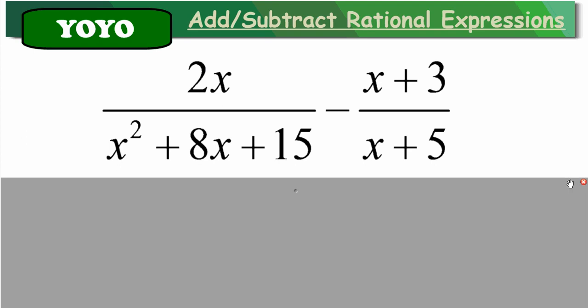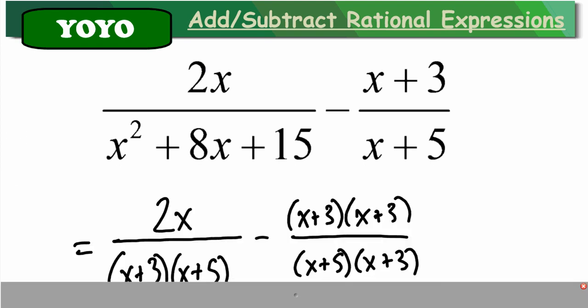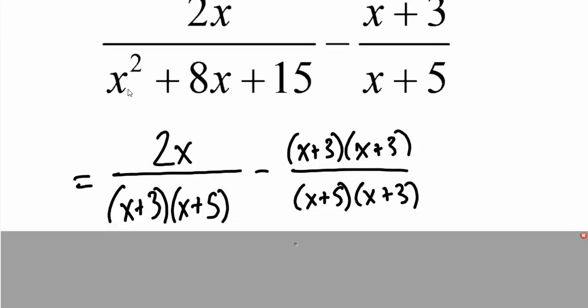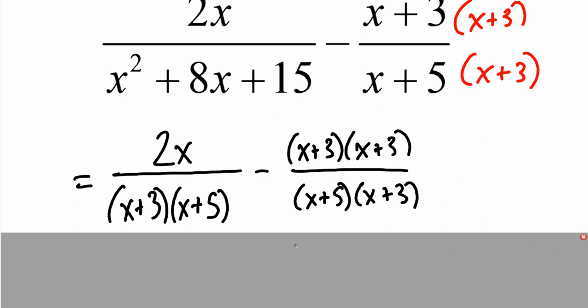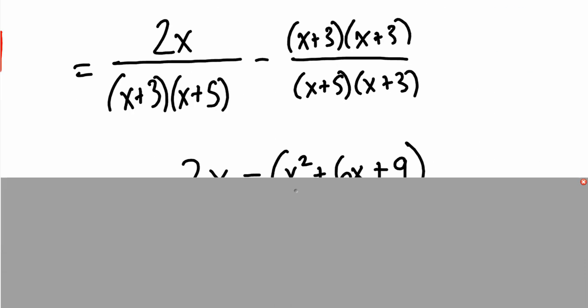Okay, welcome back. Here we go. First thing you need is a common denominator. You'll realize this left side factors to be x plus 3 and x plus 5, so that means the right side is missing x plus 3 on top and bottom. Now I have a common denominator. I can subtract the two statements on top and bottom.